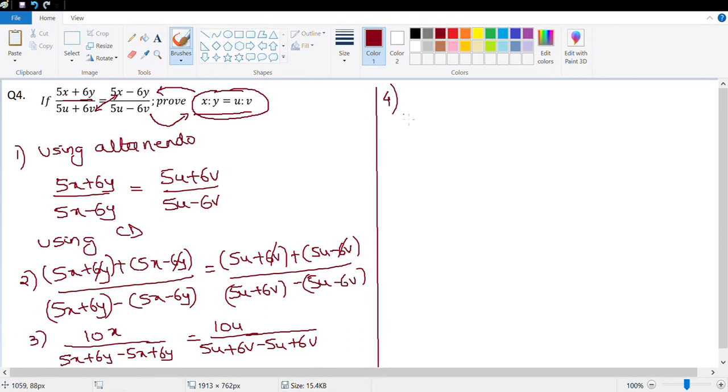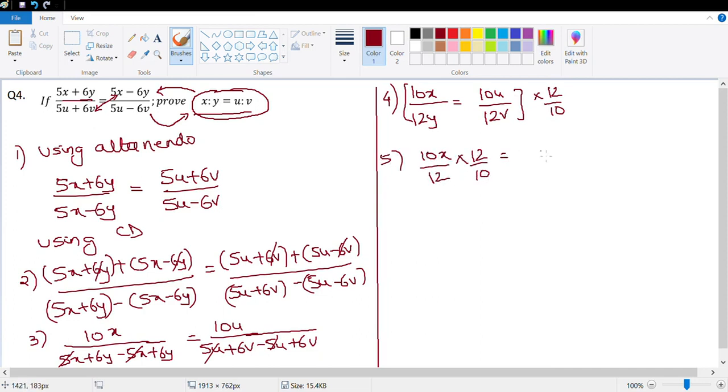In the numerator, I have 10x. In the denominator, 5x and negative 5x gets cancelled. We have 12y. On the right hand side, in the numerator, I have 10u. And in the denominator, negative 5u and plus 5u gets cancelled. We have 12v. Let's multiply both sides by 12 upon 10, which means we will have 10x upon 12y into 12 upon 10 is equal to 10u upon 12v into 12 upon 10.